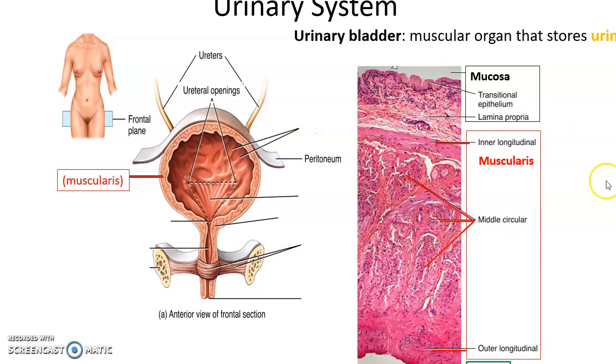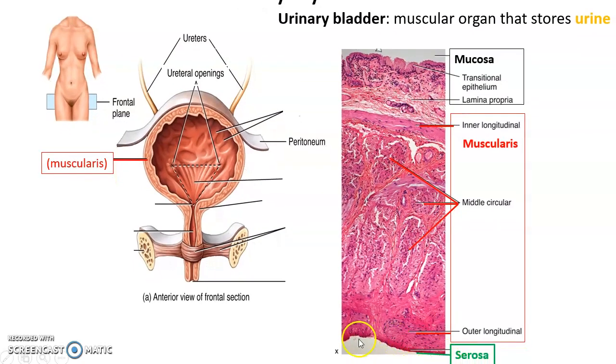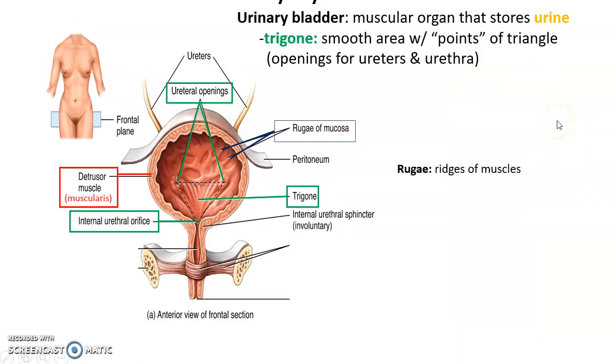The urinary bladder is a muscular pouch. The urinary bladder has a mucosa layer with mucus being produced. It has a muscularis layer, and then, of course, on its outer surface is a serosa layer. The urinary bladder uses these muscles to force urine to leave when we decide to urinate.